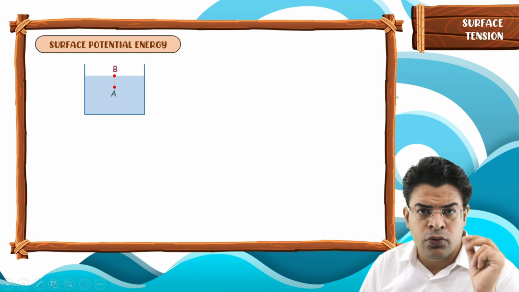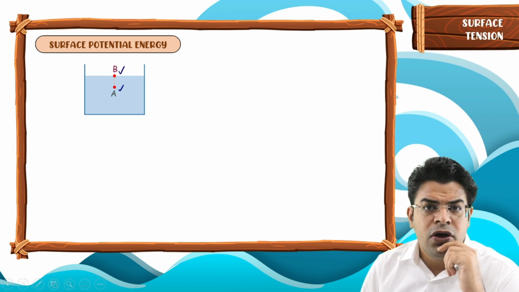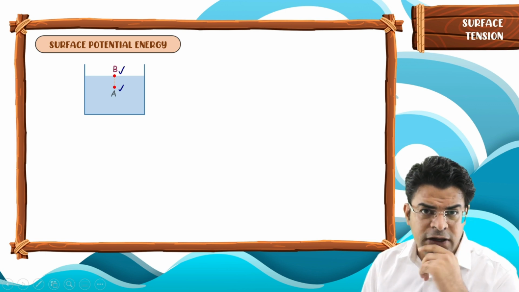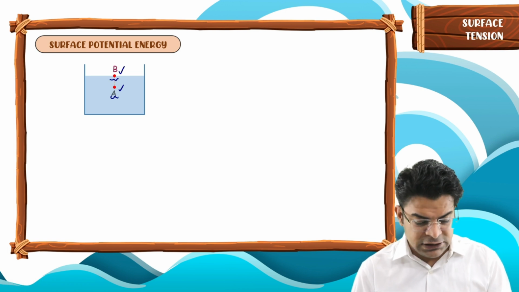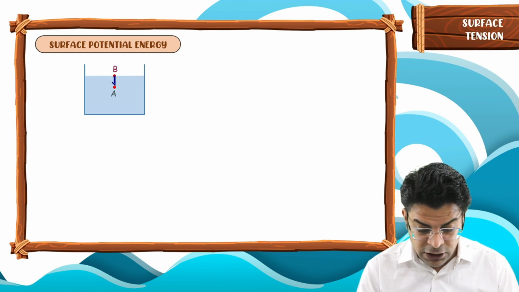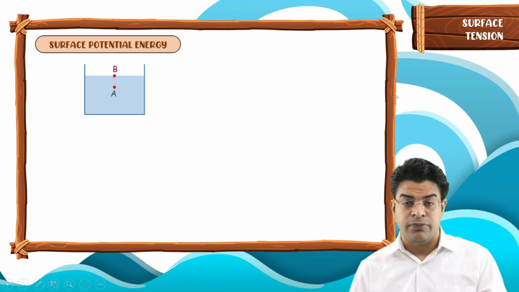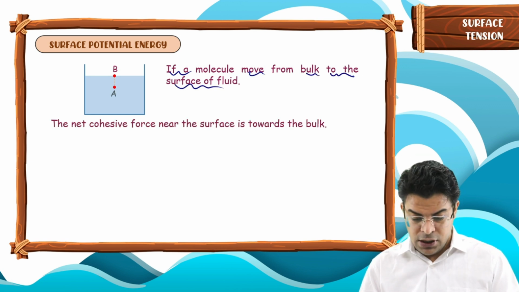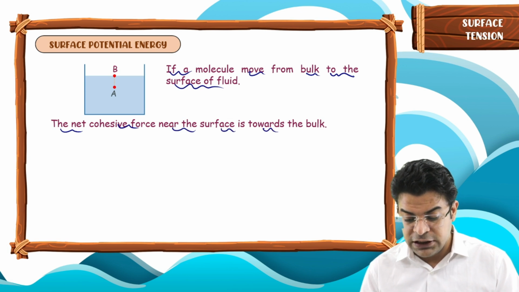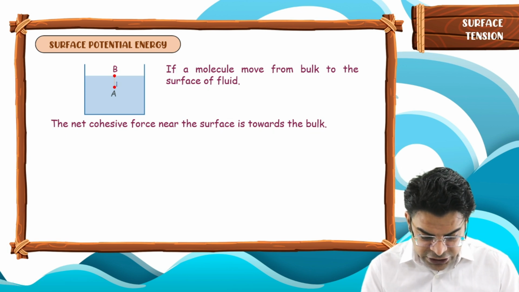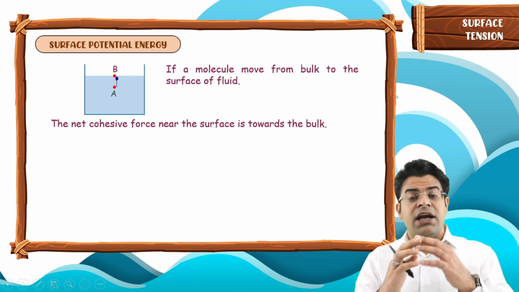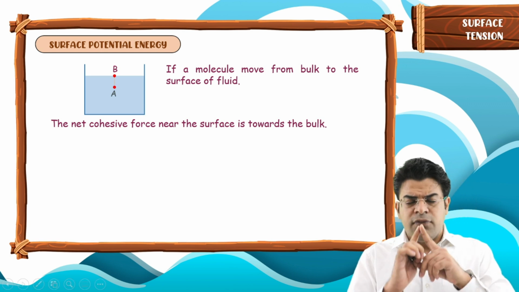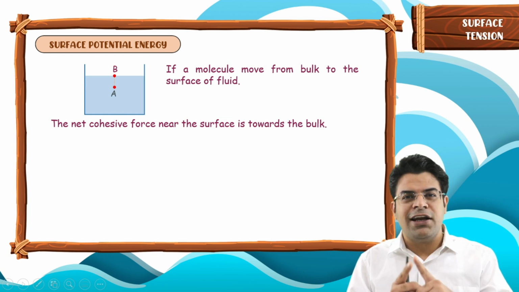So I ask you a question. If a fluid molecule moves from bulk to the surface, what is the direction of cohesive force on this fluid molecule as it moves? The direction of net cohesive force is towards the bulk. As the fluid molecule starts reaching the surface, near the surface, it starts experiencing a net cohesive force towards the bulk. Now tell me, when the fluid molecule moves from bulk to the surface, what is the direction of net cohesive force?